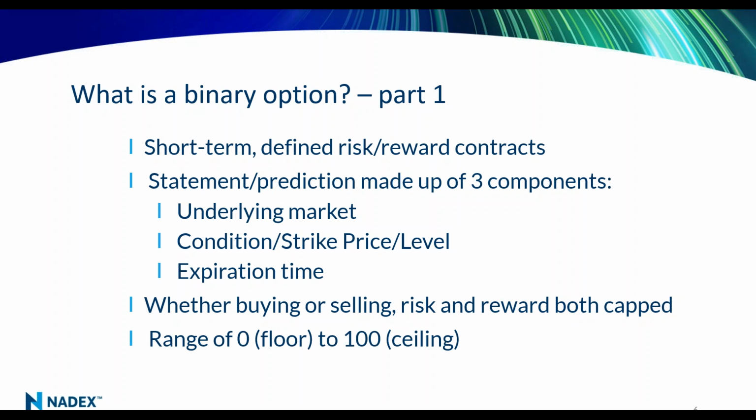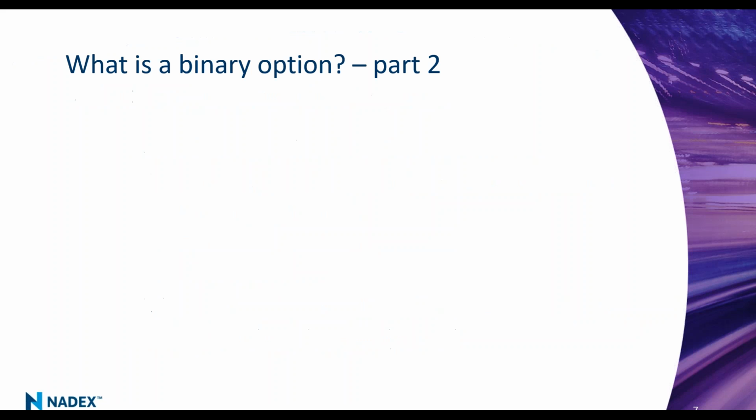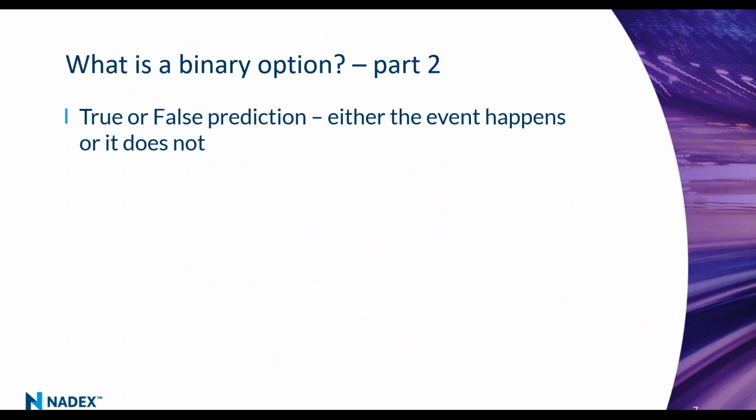And it will trade in a range, and the price of a binary option will trade between 0 and 100. It's going to be somewhere in the range between 0 and 100. Now, I say it's a statement or a prediction, and that is a binary option.